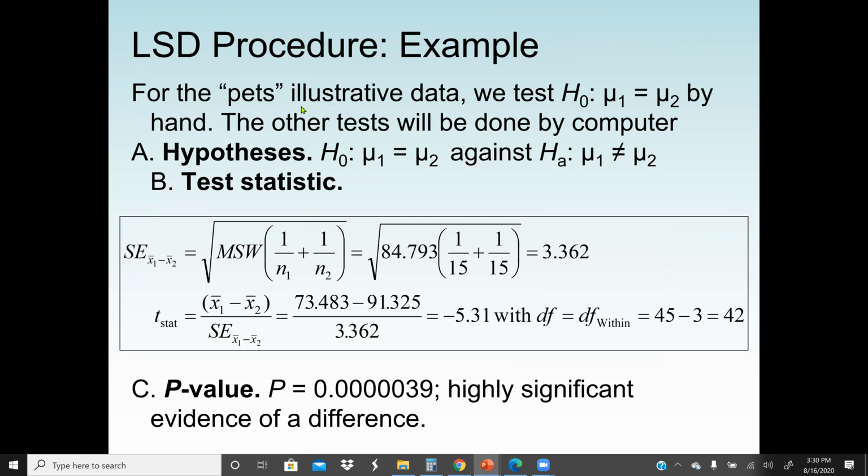So this is an example of the LSD procedure. Here for the PET illustrative data, we test mu1 equal to mu2 by hand. The other tests will be done by computer, that's mu2 equal to mu3, and also mu1 equal to mu3. So our hypothesis test is mu1 equal to mu2 against mu1 not equal to mu2.